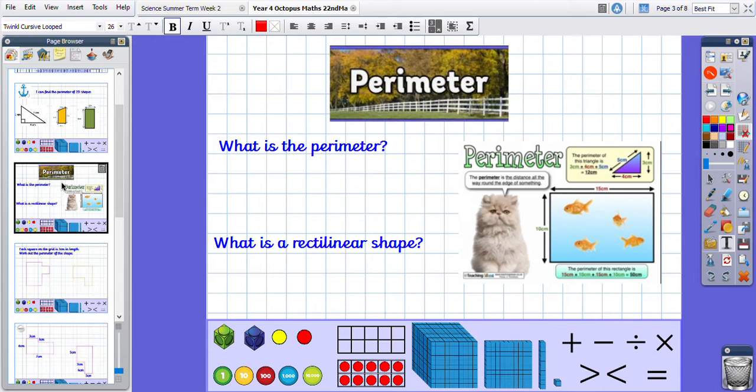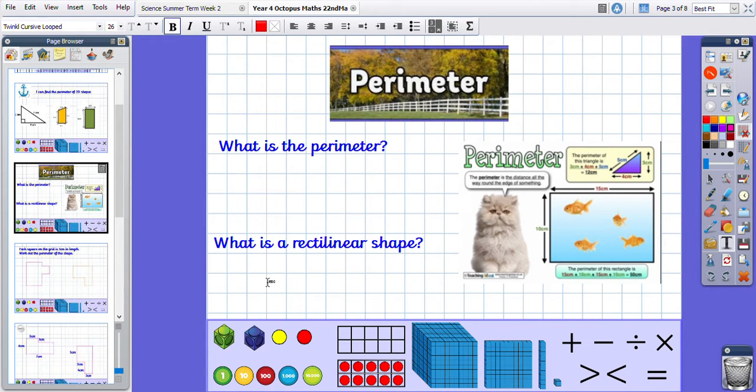Okay, quick recap then. What is a perimeter and what is a rectilinear shape? A perimeter is the distance all the way around the edge of something. As we've said many times, Miss Cook is at the corner of her shape and she wants to move all the way around the building to get to the McDonald's at the other side. So she has to travel all the way around the shape.